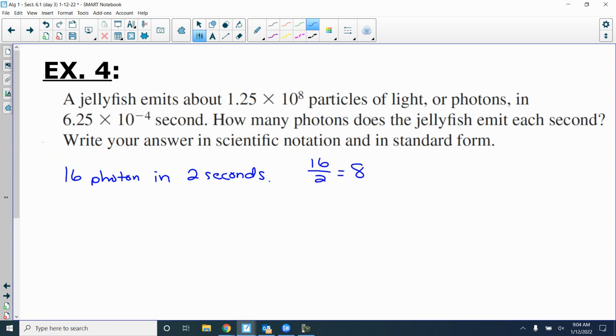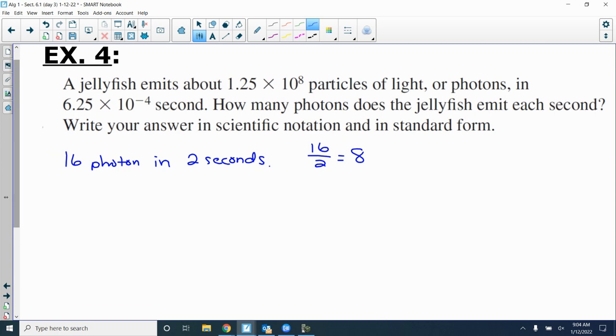We got to do the same thing, but we don't have as nice of numbers. So I got to take the number of photons, 1.25 times 10 to the 8, divided by 6.25 times 10 to the negative 4. Now write that down, nice and neat.